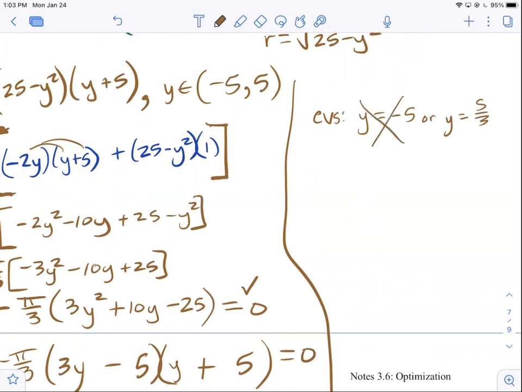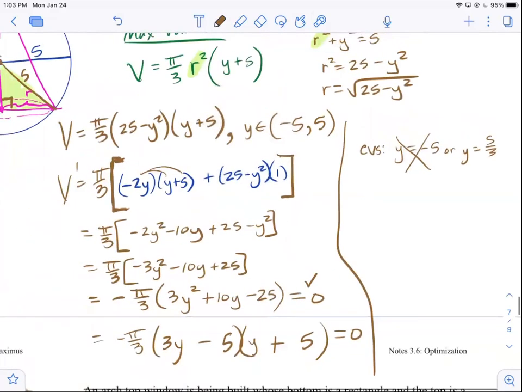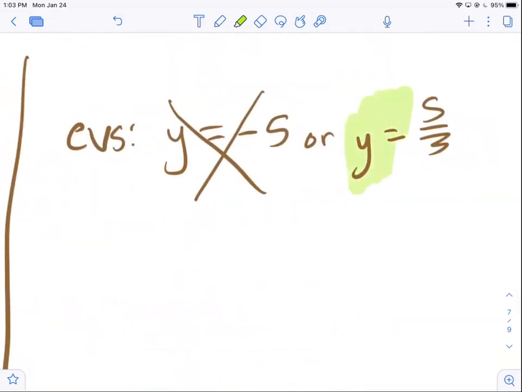But we've already considered negative 5. That's the extreme case. So if you did have more than one, since you are looking for the absolute, you could just plug both of them into your actual volume equation right here and take the larger of the 2 numbers, right? But in this case, negative 5 collapses to 0. So there is our optimal value right there.